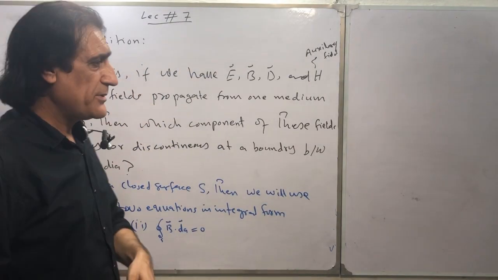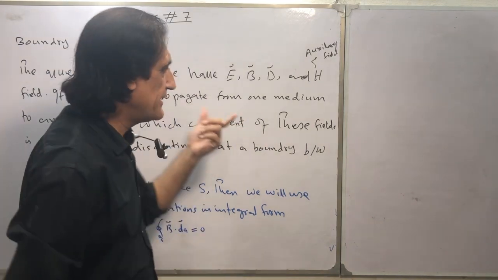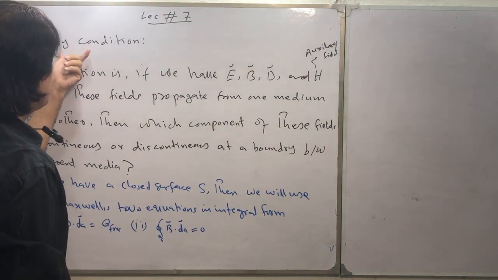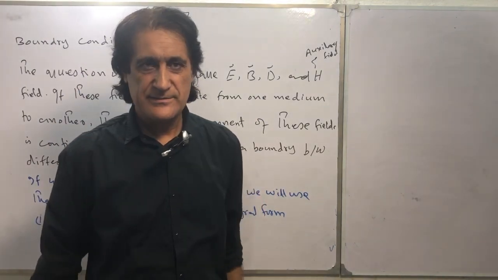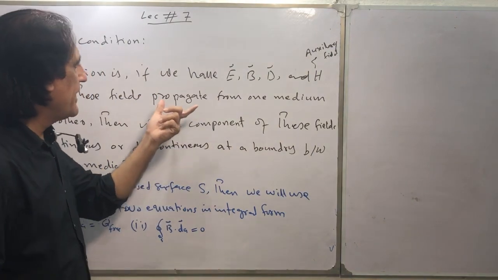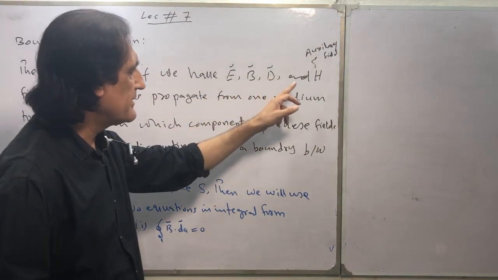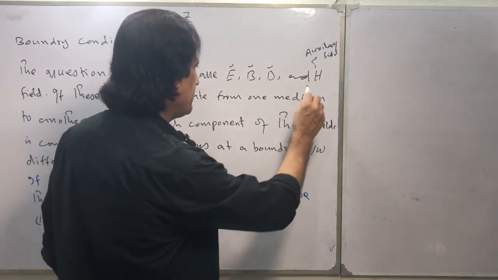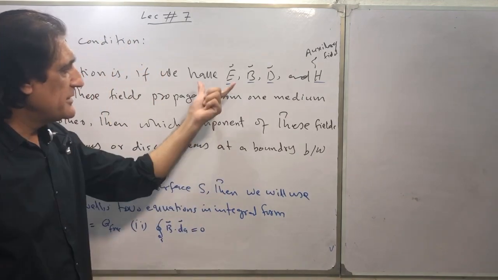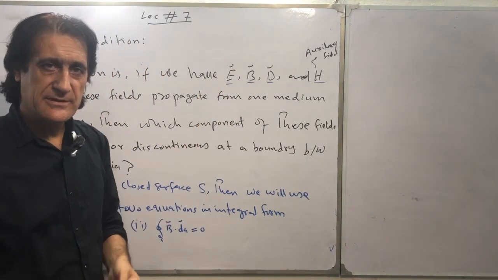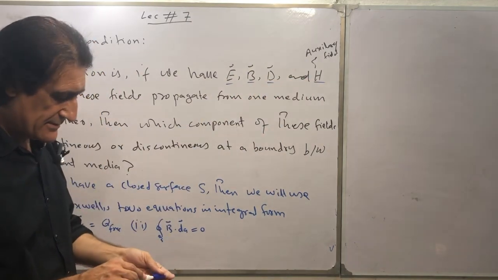This is the last topic of this chapter, and the title is the boundary condition. Here, a question arises: what will happen if we have electric field, magnetic field, displacement current, and auxiliary field? This is also a magnetic field. We have these four kinds of fields: electric field, magnetic field, displacement current, and this H.